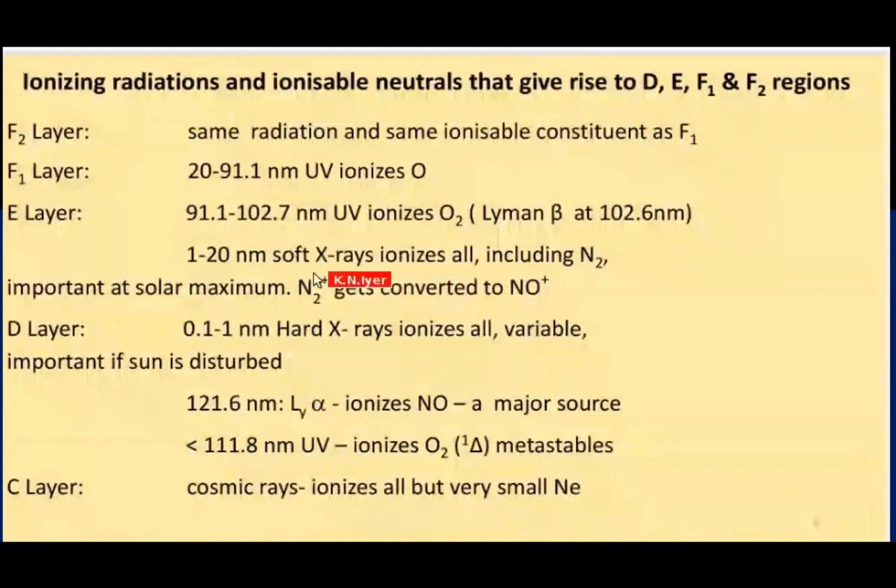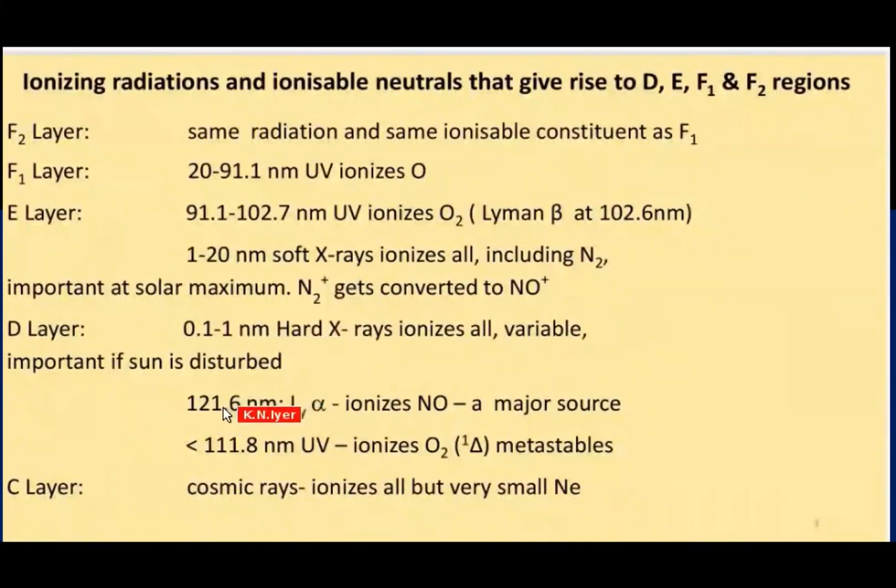And this radiation is important at solar maximum because there is a solar activity variation in the intensity or flux of this radiation. Now below that we have the D layer, which is produced by hard X-rays, meaning X-rays of shorter wavelengths, 0.1 to 1 nanometer, which can also ionize all, and it is highly variable. For example, when the sun is disturbed, when there is a solar flare also, there's a large increase in the flux of this radiation, and therefore, at that time, you get large production of ionization in the D layer.